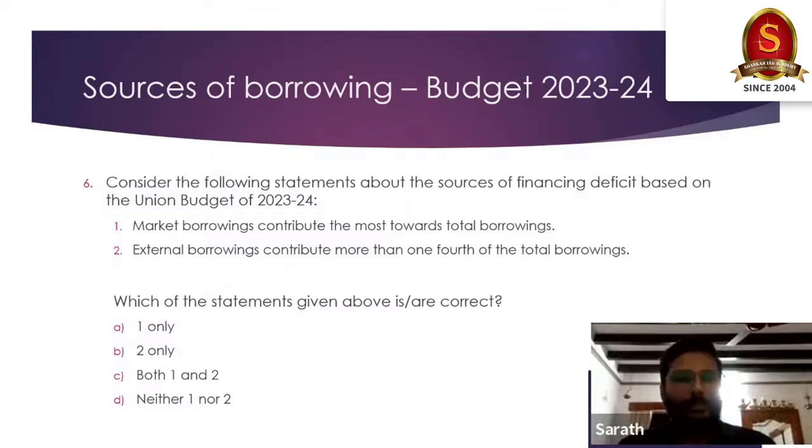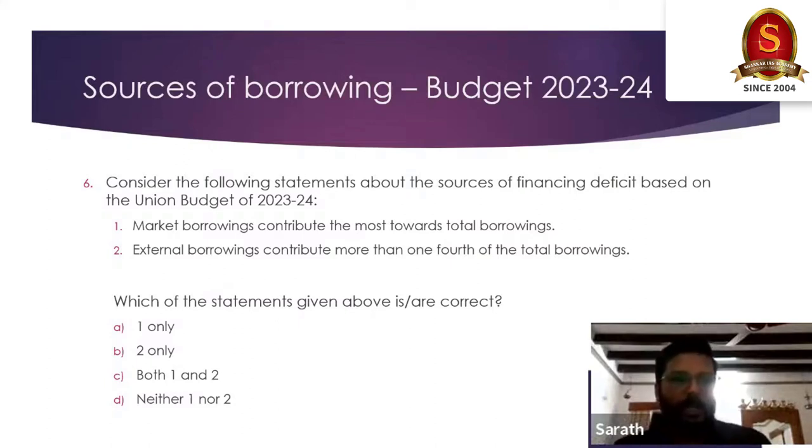What else is there other than market borrowing? The government borrows from RBI in the form of ways and means advances. The government borrows from your state governments in the form of treasury bills. Then the government borrows from your small savings fund and all those things. Those are outside of market borrowings. Market borrowings contribute the most towards total borrowing. Without a doubt, you should know this to be true.